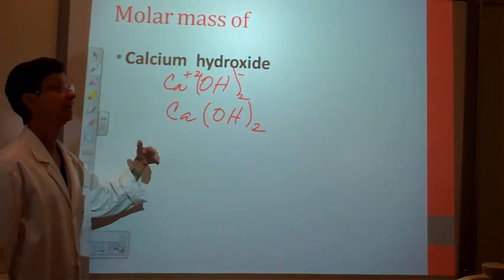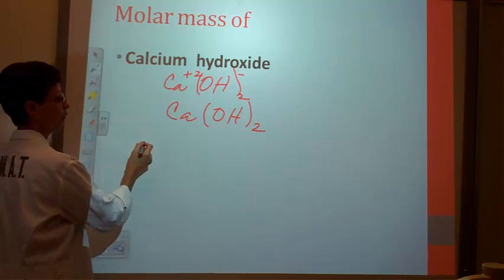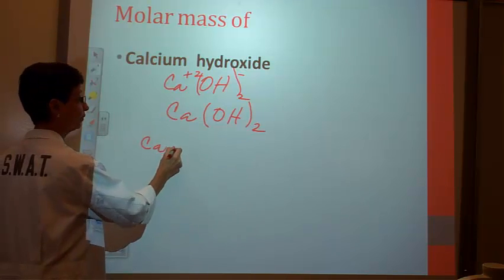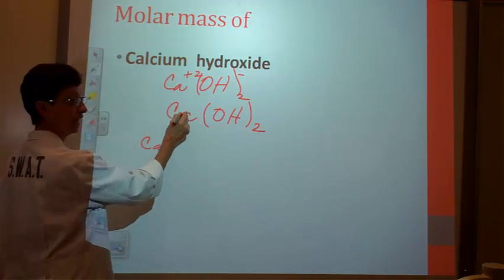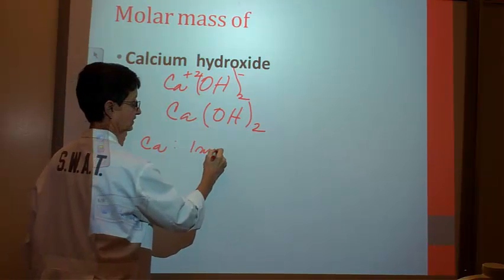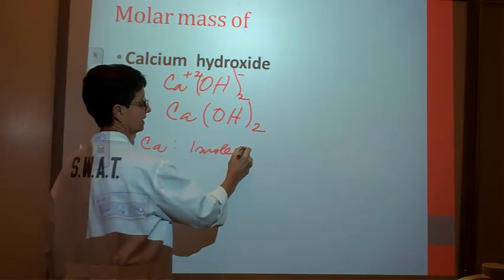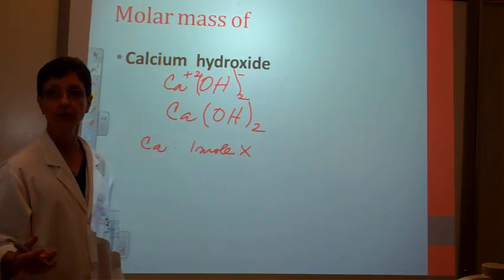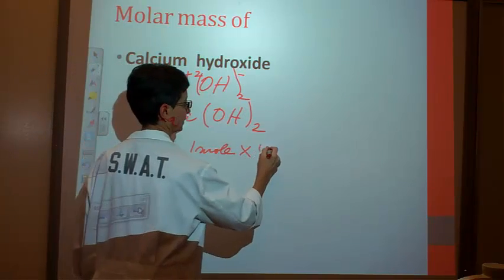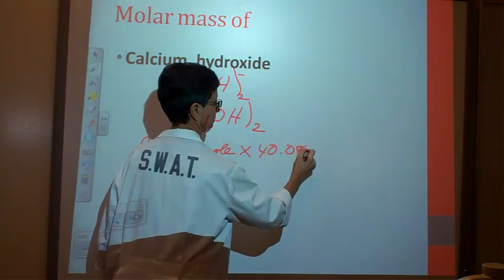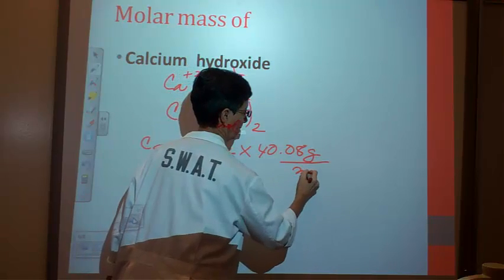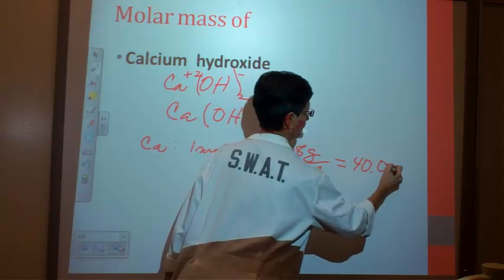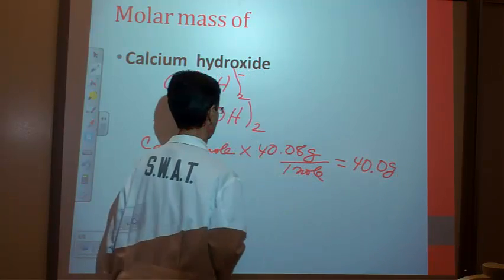Now I can go ahead and figure out the molar mass. Remember how we do it? Follow this format because that way it will minimize errors. Calcium. How many moles of calcium do I have here? 1 mole. So I'm going to say 1 mole of calcium, and I'm going to multiply this times the molar mass of calcium, which is equal to 40.08 per mole in 1 mole. So that's equivalent to 40.08 grams.